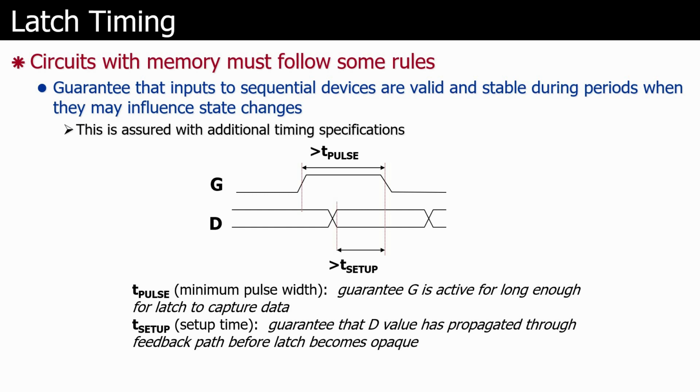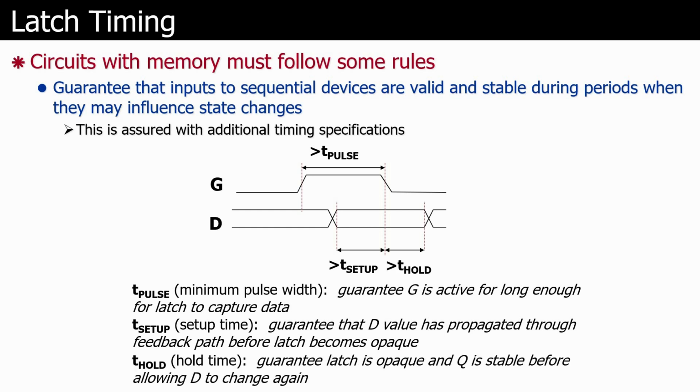T-pulse is ensuring that your multiplexer value, the gate, is open long enough to actually capture those values. And then you have a holding time, which is going to guarantee that the latch is opaque and Q is stable before you let D change again.